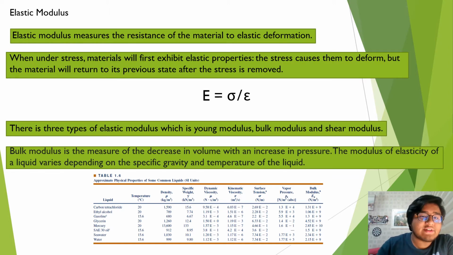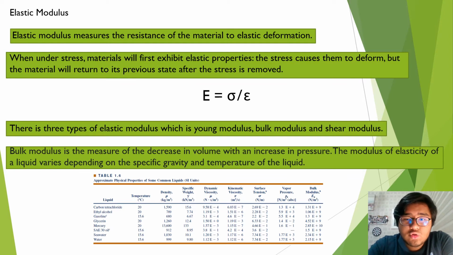So next, there are three types of elastic modulus: Young modulus, bulk modulus, and shear modulus. In fluid mechanics, we will talk about bulk modulus. Bulk modulus is the measure of the decrease in volume with an increase in pressure. The modulus of elasticity of a liquid varies depending on the specific gravity and temperature of the liquid.